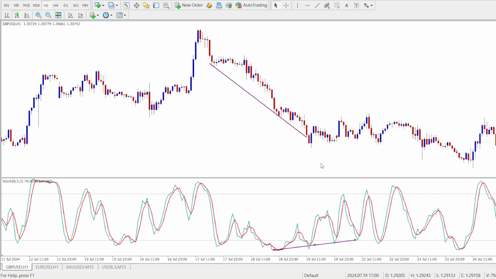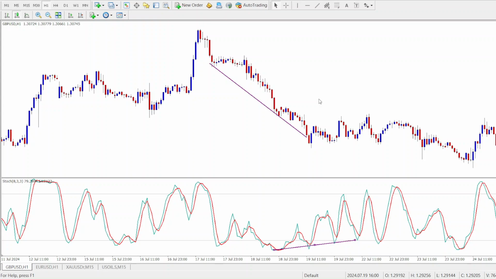Okay, so now some key steps for spotting divergences. Of course, you have to add the indicator of your choice, whether the RSI or the MACD or the stochastic oscillator, to your chart. Then identify regular divergence to signal potential trend reversal. Regular is when price is making a higher high, but the indicator is making a lower high, or price is making a lower low, but the indicator is making a higher low.